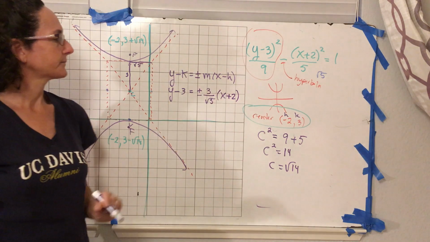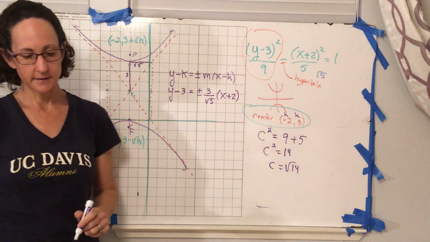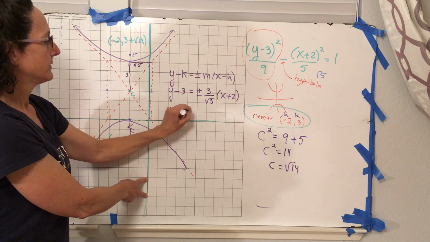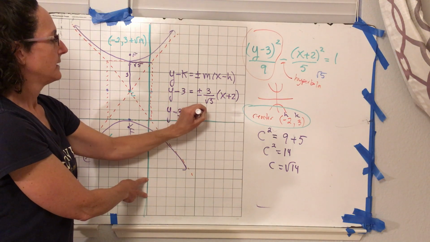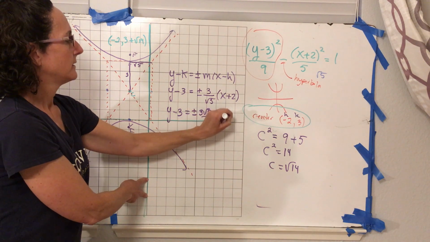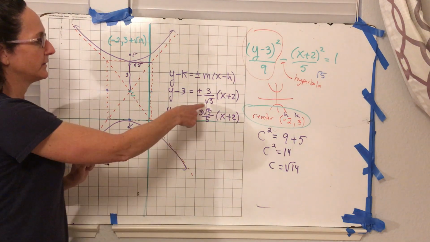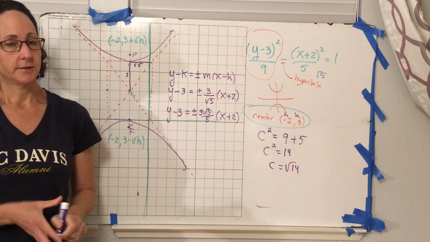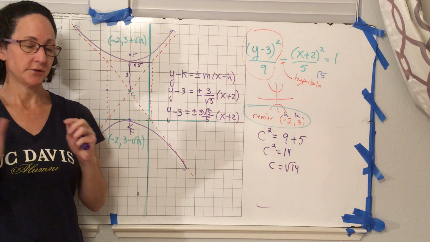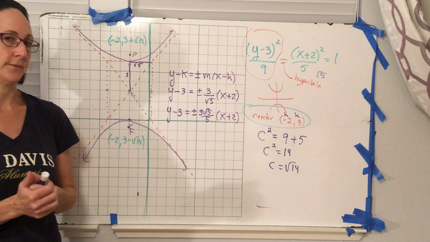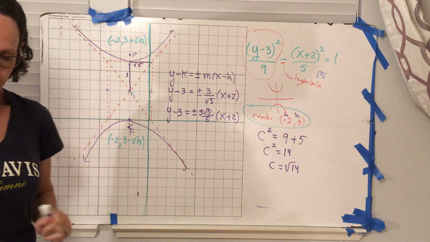The only thing is I do want you to rationalize this, so your final answer would be y minus 3 equals plus or minus 3 root 5 over 5 times x plus 2. Okay, so this is just the rationalized version of that. All right, so we're going to do one more example. You can either try it on your own and then fast forward to see if you got it right, or you can have me step through this with you one more time, okay?